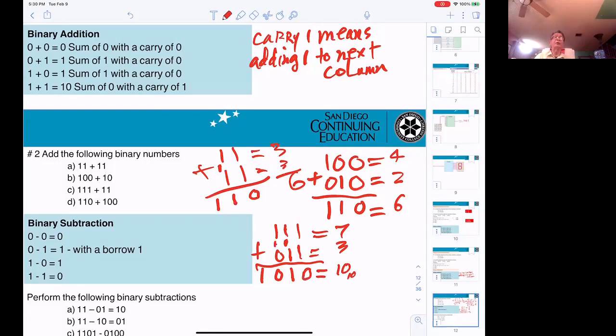Okay, the last one will be D. 1010. The answer? Let's see, D, that means you get 6 plus 4, you get 10. The answer will be 1010. Okay, any question? How to add binary numbers?